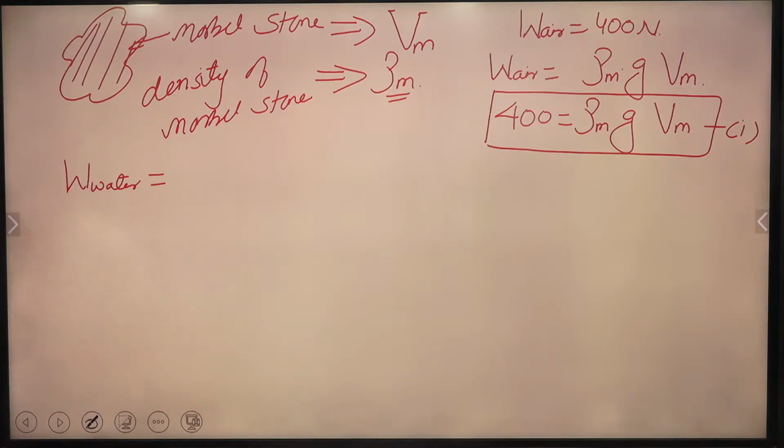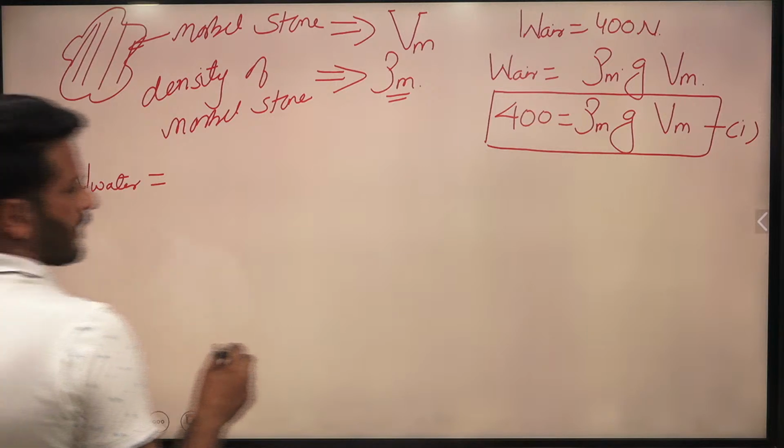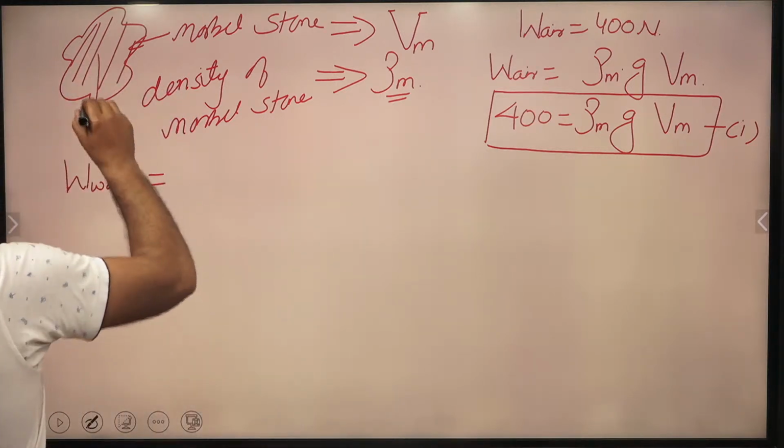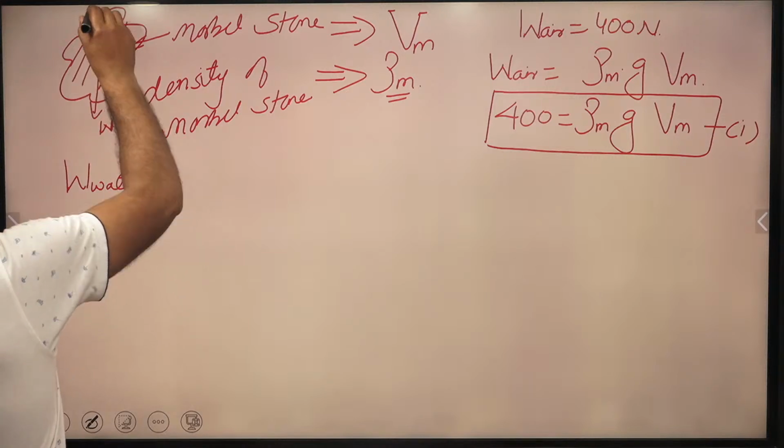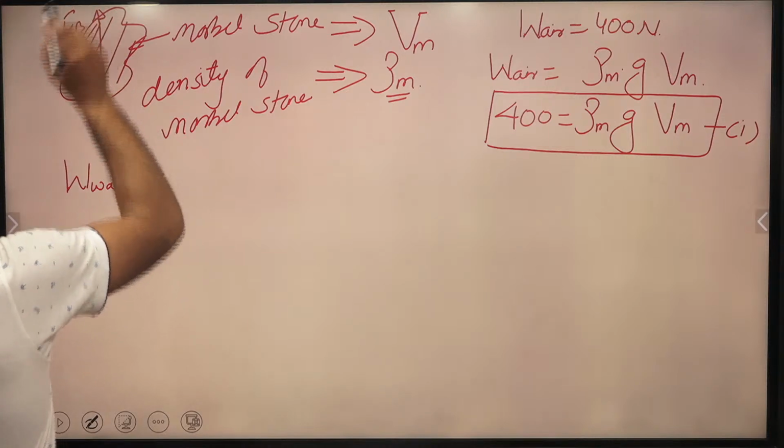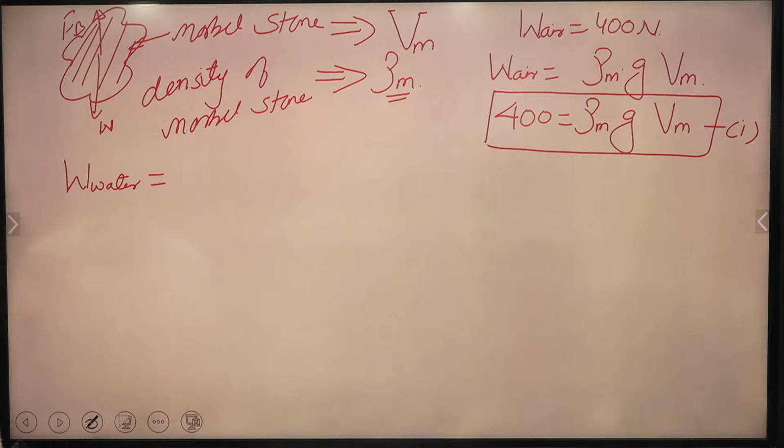What will be the weight of the marble stone in water? Definitely there will be the buoyant force. We know very well that the weight of the stone will act in the downward direction, and the buoyant force Fb will act in the upward direction. So how can you write this? Just subtract the values.